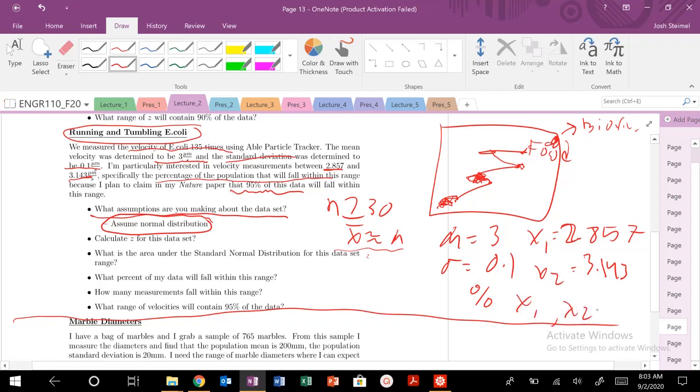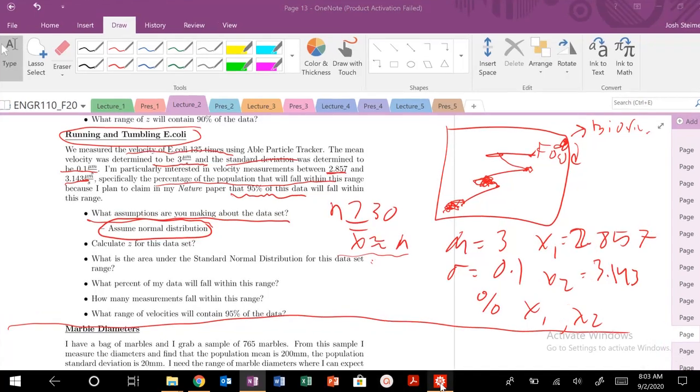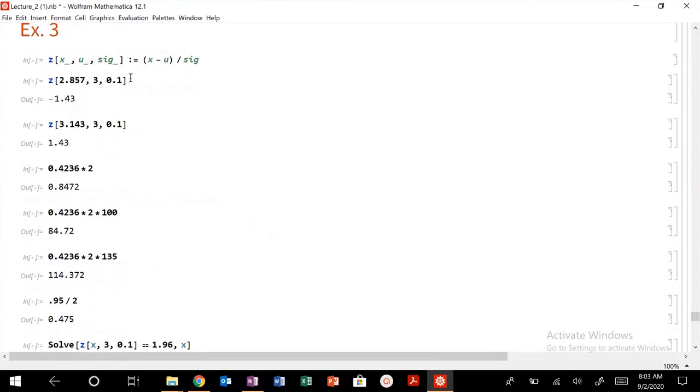So let's calculate z. You have our x's, you have mu, so we're plugging and chugging. I have my function z here. For 2.857, it's minus 1.43. For 3.14, it is 1.43. So we recover the same value. We look up 1.43 in our table, just like we did previously. We'll find it's 0.4236, and since it's symmetric, you just multiply by 2 and 100, and you're good to go.